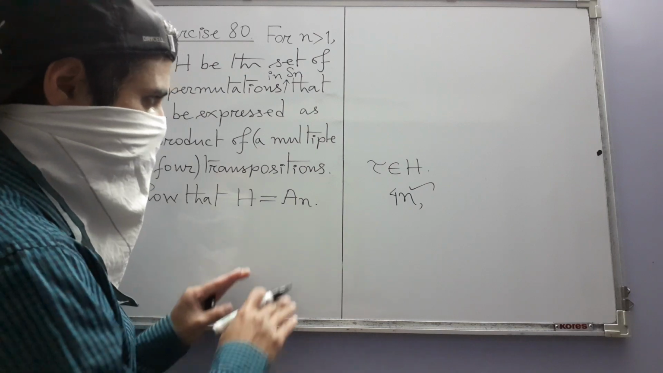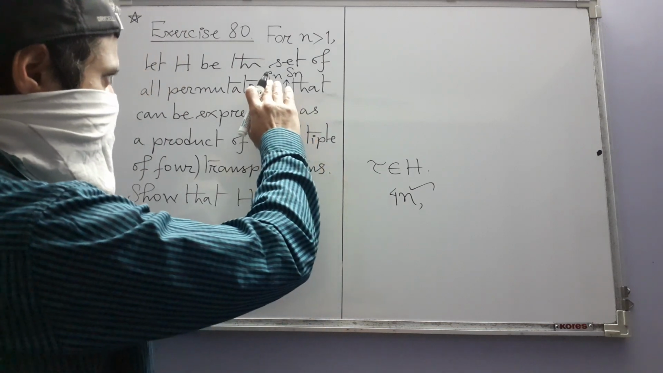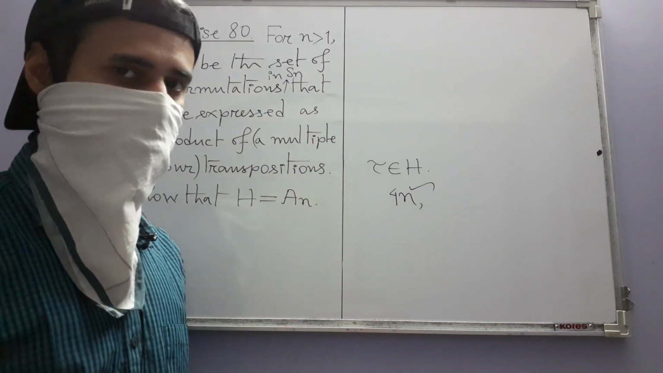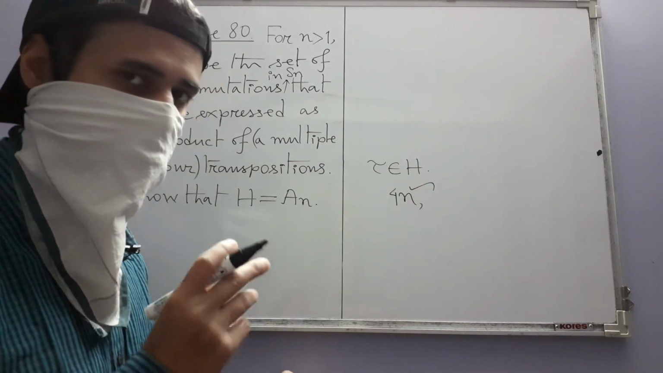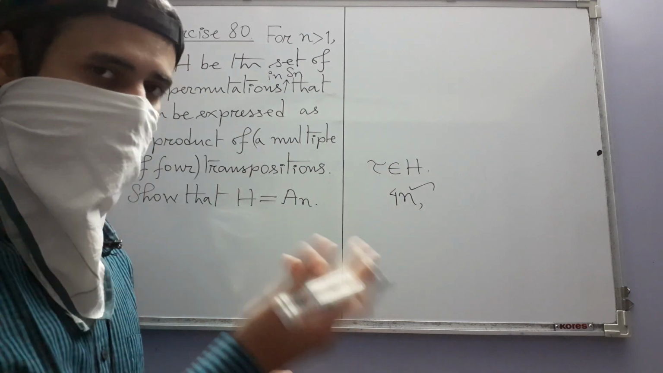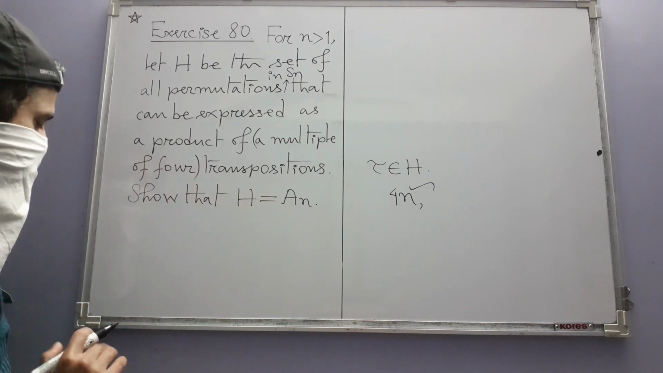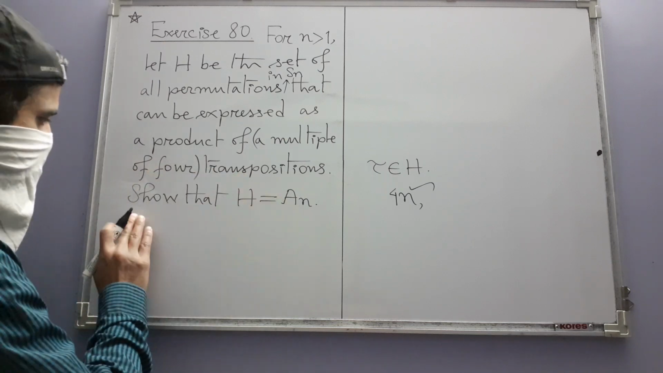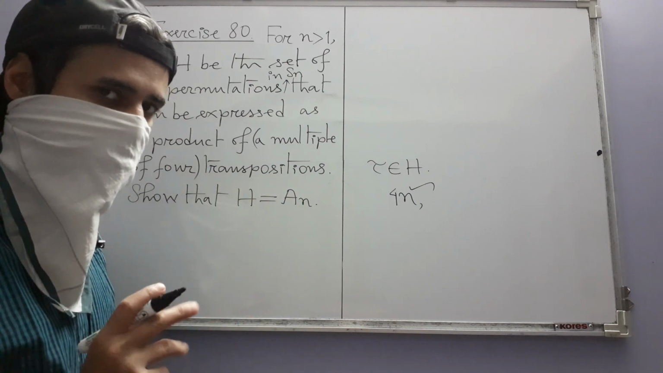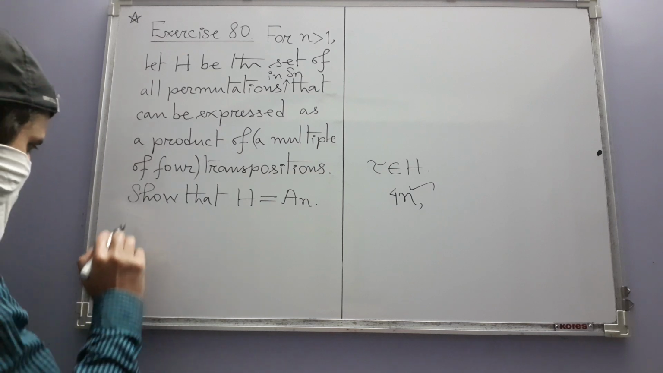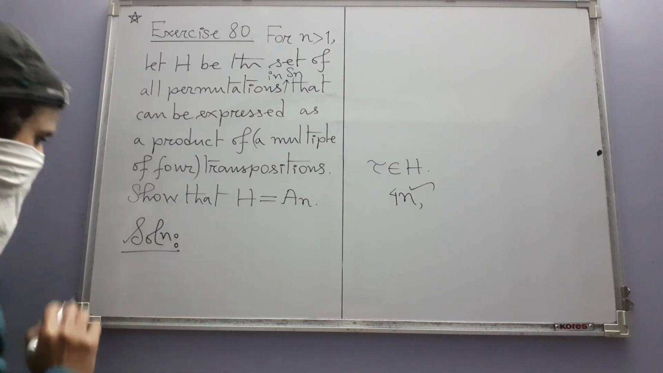And this is another example of a situation which I don't like: unnecessarily using too many words. If you just simply write that the number of transpositions should be of this form, then it becomes absolutely clear. But anyway, we understand what he tries to say. So let's now see, what do we have to show? We have to show that this H is actually equal to the alternating group of degree n. So here is the solution.